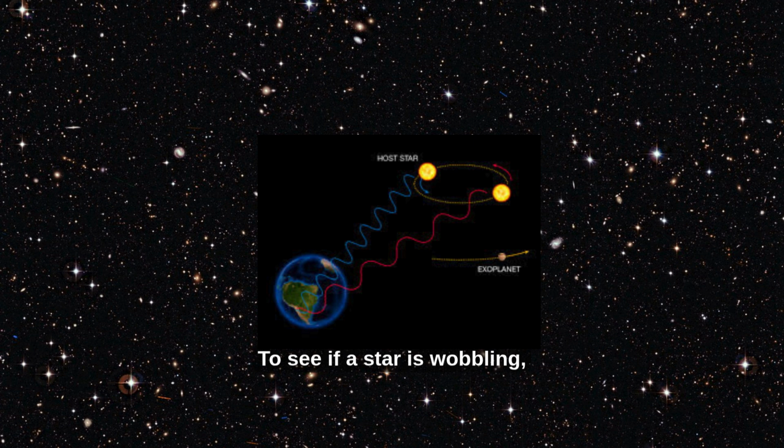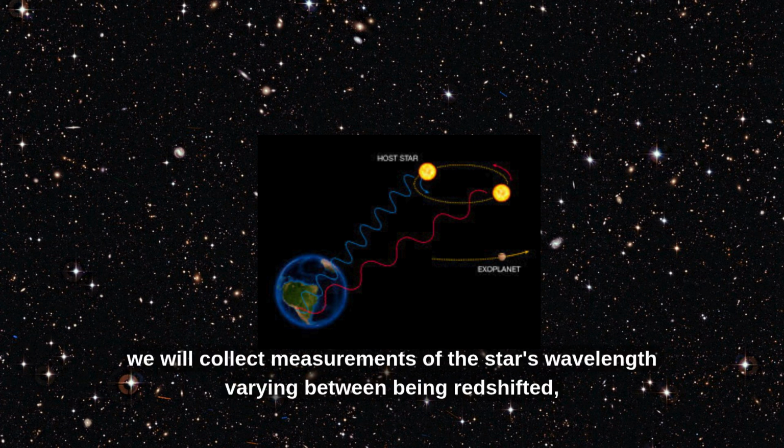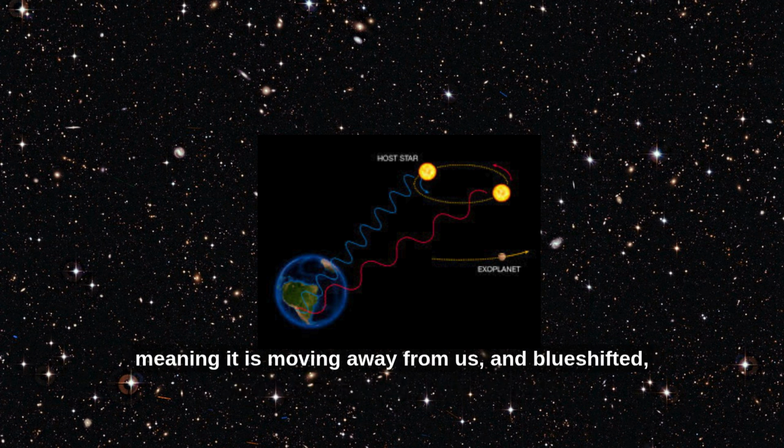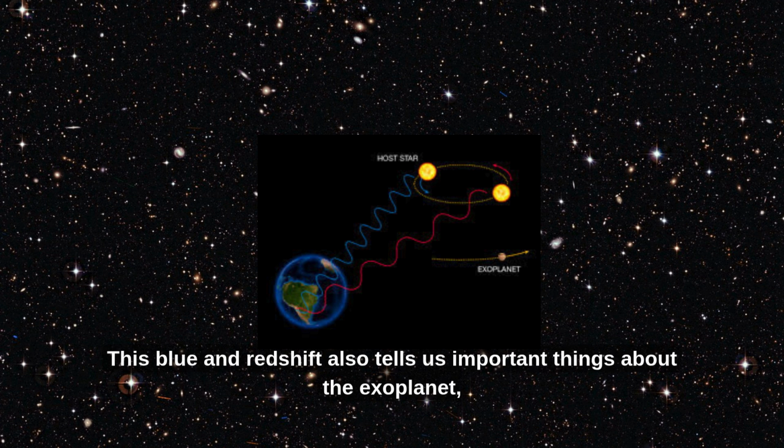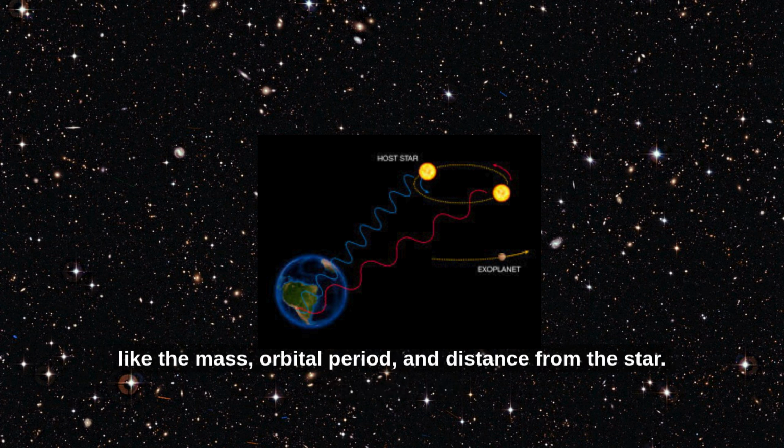To see if a star is wobbling, we will collect measurements of the star's wavelength, varying between being redshifted, meaning it is moving away from us, and blueshifted, meaning it is coming towards our direction. This blue and redshift also tells us important things about the exoplanet, like the mass, orbital period, and distance from the star.